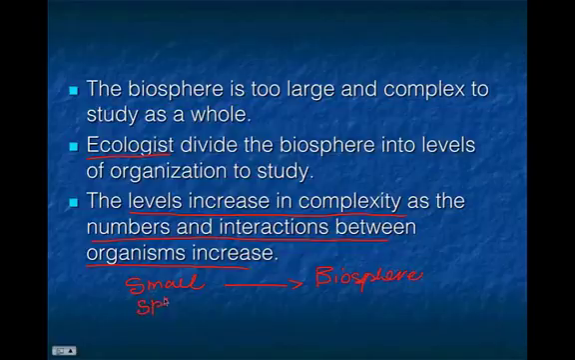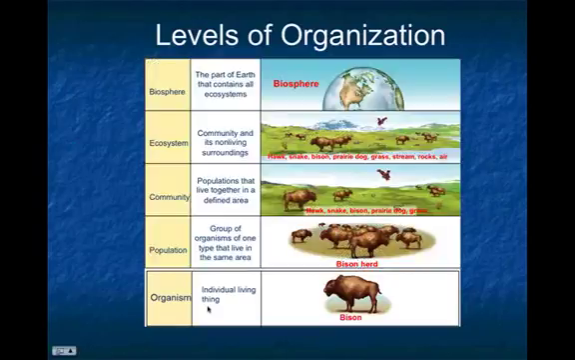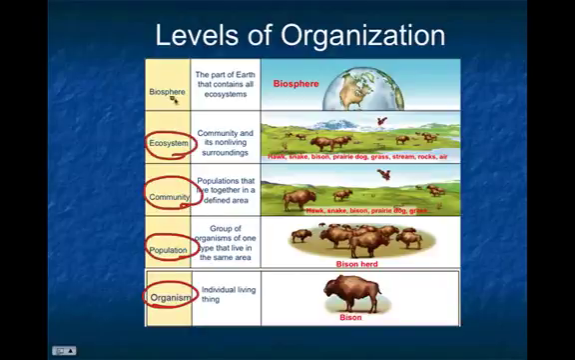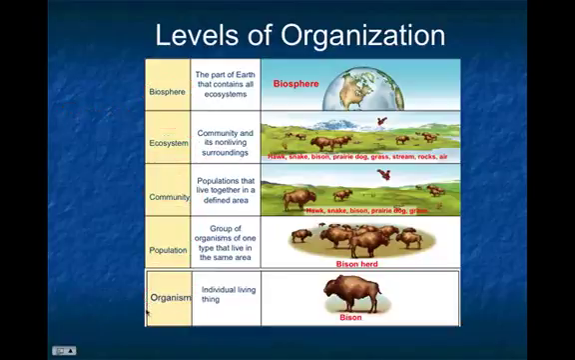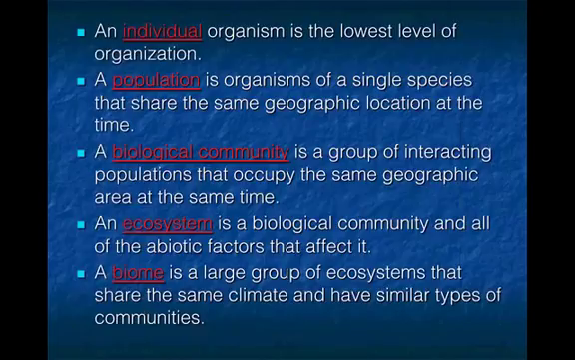So this might be your species, and then we go up to the biosphere. So we've got organization, population, community, ecosystem, biosphere, and biome comes into play here. If we were to add biome, that level would be right there. This one, ecosystem, starts to include the non-living surroundings. And here are all the definitions of each one.